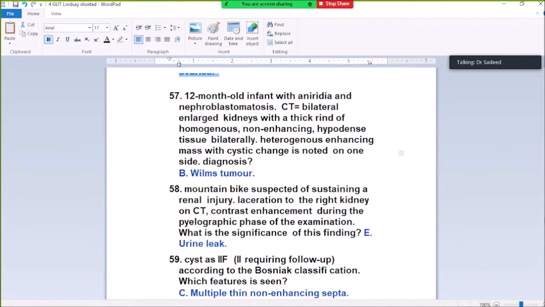Question 57. 12-month-old infant with aniridia and nephroblastoma. Bilateral enlarged kidneys with a thick rind of homogeneous non-enhancing hypodense tissue bilaterally, and a heterogeneous enhancing mass with cystic change noted on one side. No Wilms tumor. Aniridia and nephroblastoma are features of Beckwith-Wiedemann syndrome, which is associated with Wilms tumor.